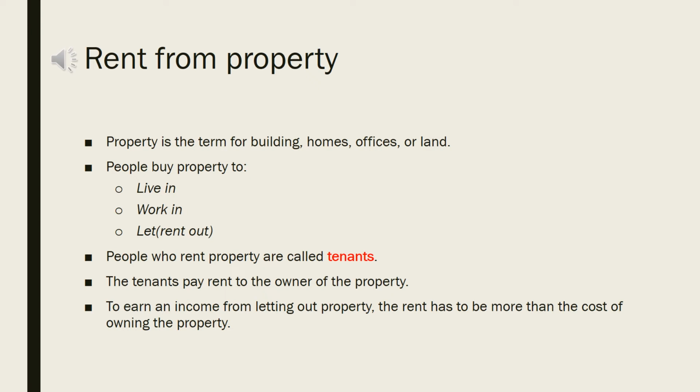To earn an income from letting out property, the rent has to be more than the cost of owning the property. Meaning, if you're still paying the bond for your property, the amount that you get from your tenant must be more than what you are paying back to the bank.